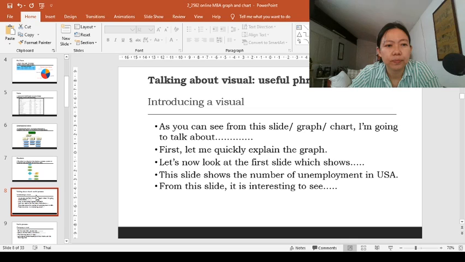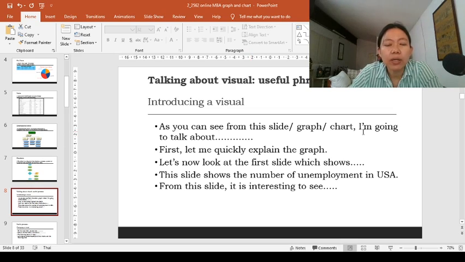Okay. So when you are introducing a visual, when you are about to show your visual aid, you need to tell the audience what type of visual aid you are using and what the visual aid is about. So you can use sentences like this: As you can see from this slide, as you can see from this graph or chart. So this sentence tells the audience what type of visual aid you are using.